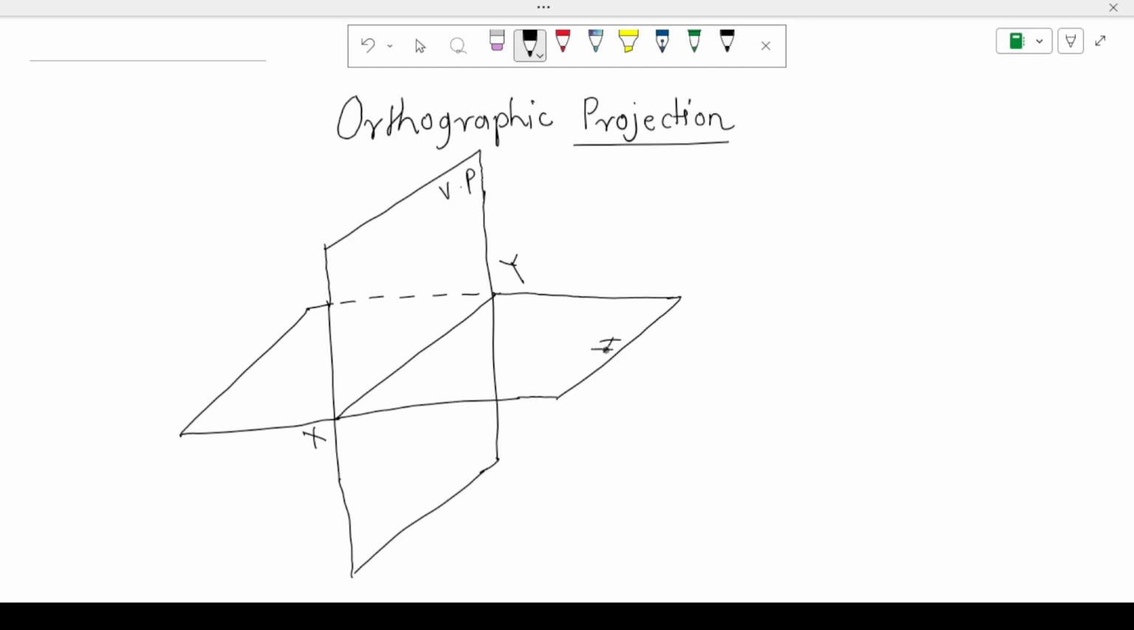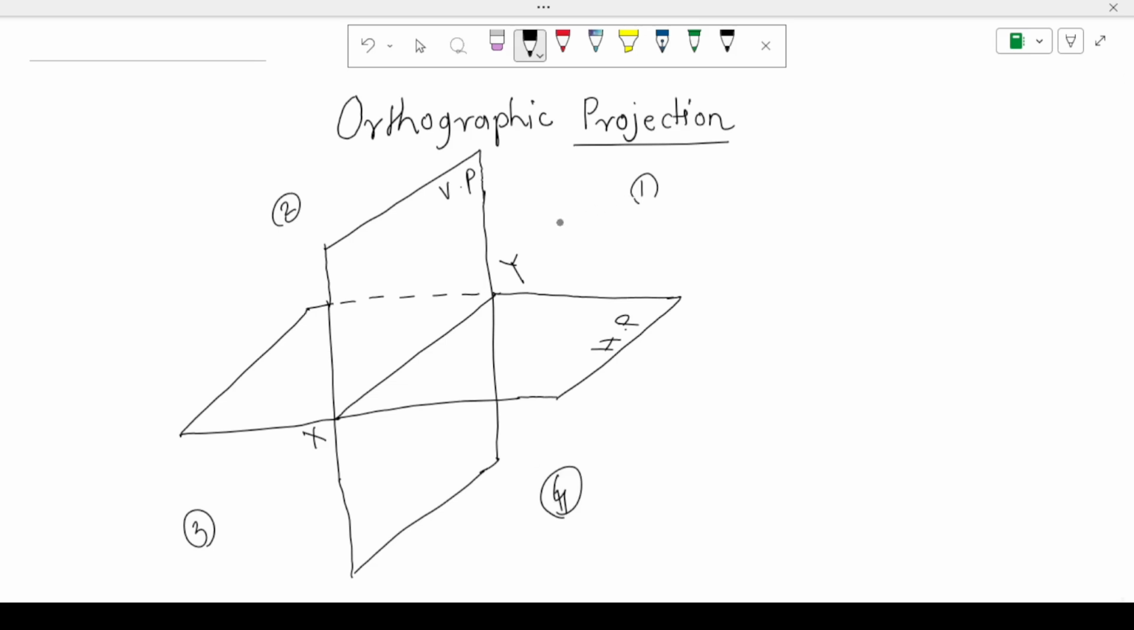Okay. And when you look at the object, this is the vertical plane and this is the horizontal plane. And these two planes meet. The line of intersection is called the reference line, or we can also call it the XY line. Okay. Then the next thing, because these two planes meet at a right angle, four quadrants are formed. This is the first quadrant, then this is the second quadrant, this one is the third quadrant, and this one is the fourth quadrant. You can easily imagine that.